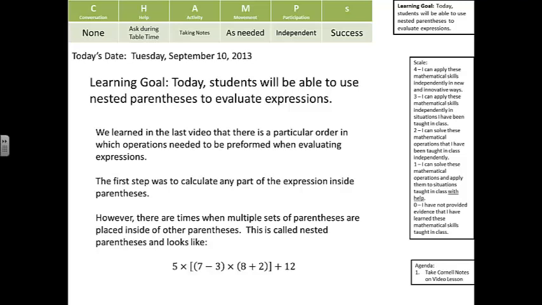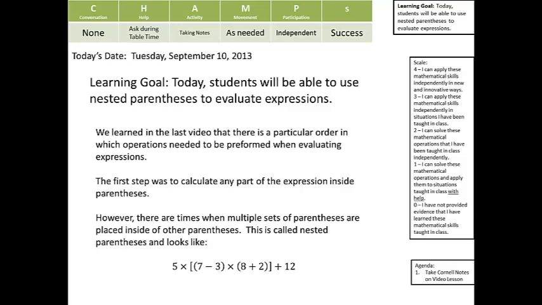An example of this would look like this. We have 5 times, and we have a bracket, that's kind of a square parentheses. And then we have another parentheses, 7 minus 3, and that's enclosed. Then we're going to multiply that times another parentheses, 8 plus 2, and that one's closed. And then we close off the bracket, and then after that, we add 12. And so you see with the parentheses on the inside of the brackets, we have to know what order to perform those in.